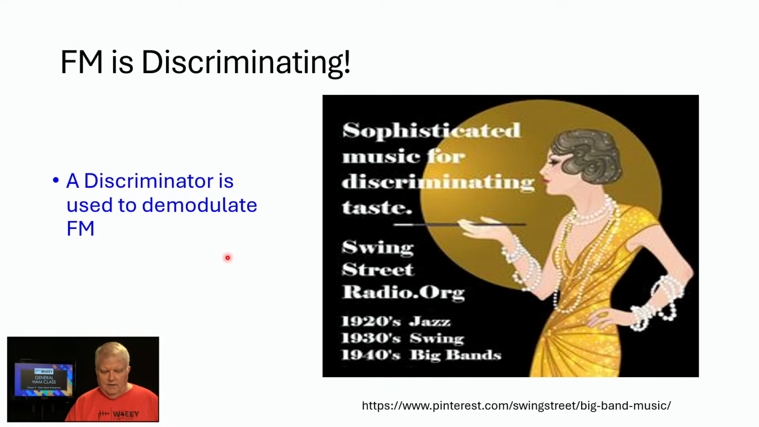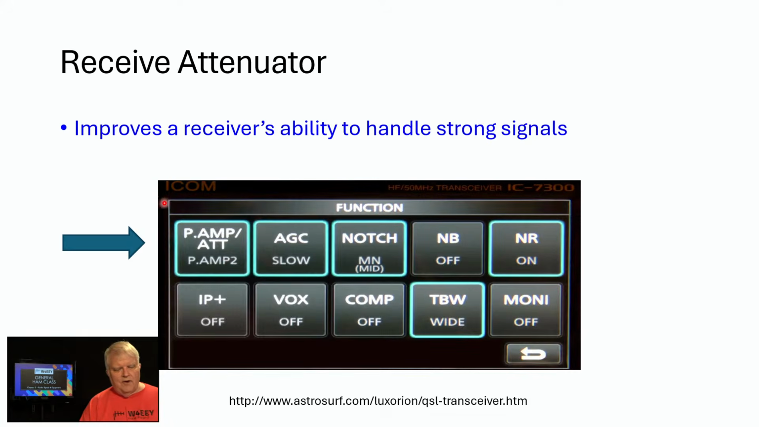In both AM, single sideband and FM radios, you may have an attenuator on the input. That's the ATT function here on the ICOM 7300. That attenuator actually will reduce the signal coming into a receiver, and it improves a receiver's ability to handle very strong signals. So that's a technique you can use sometimes to eliminate some interference.